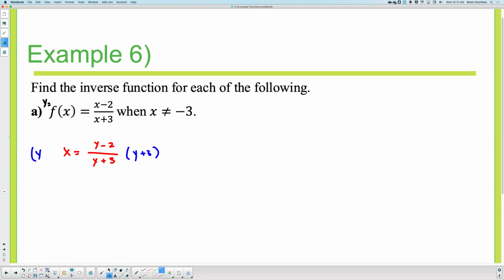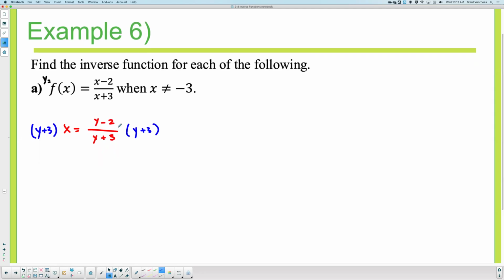So I'm going to multiply by y plus 3 on both sides of the equation here. That's going to be my first move. So those will simplify out. I switched my x and y. Now I'm on step 2, solving for y. When I distribute, I'm going to have x times y, I'll call it xy in alphabetical order, and then 3x. I just distributed y plus 3 times x. And that's going to equal y minus 2.